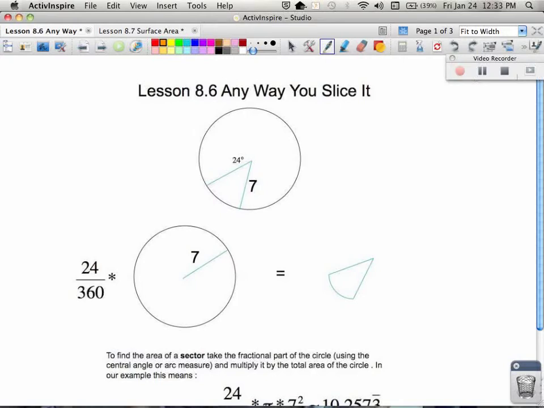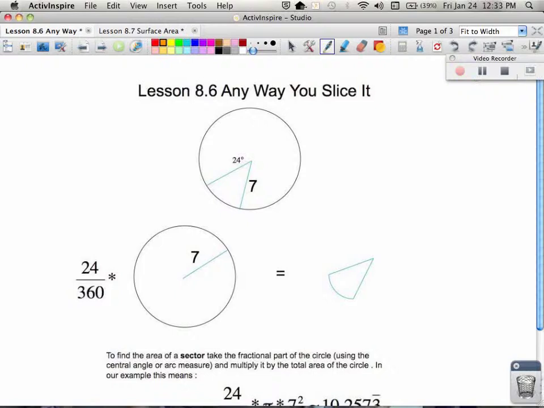In lesson 8.6, we're going to take our understanding of the area of a circle and extend that into partial areas. So for example, maybe you and your family are splitting up a pizza and you want it to be divided evenly, and you want to talk about how much each person gets. This might be a scenario where you would be taking a slice out of a circle.